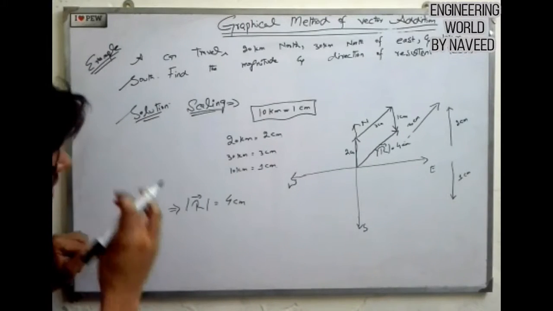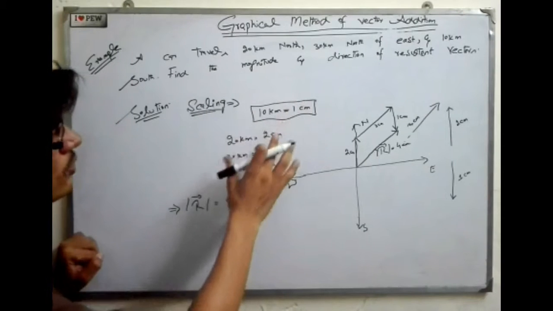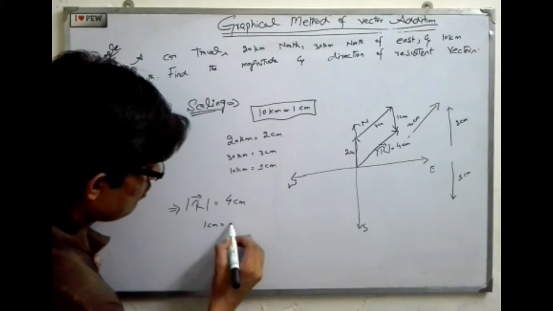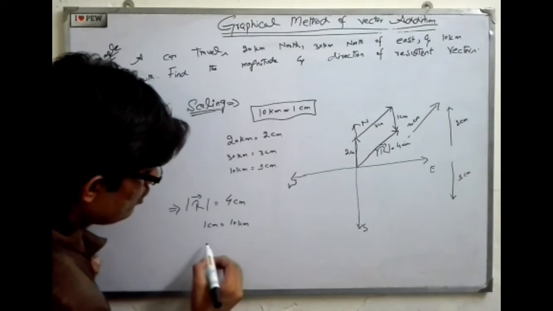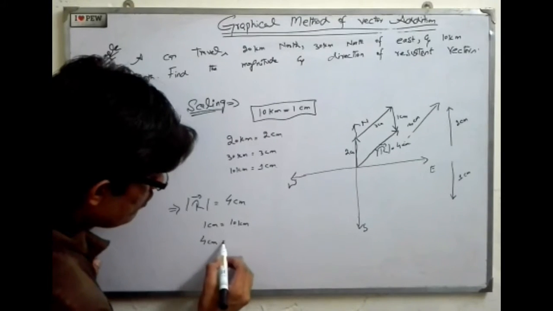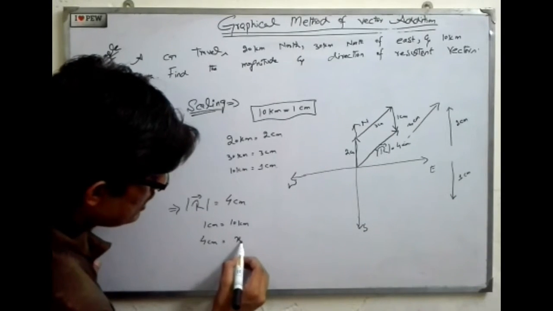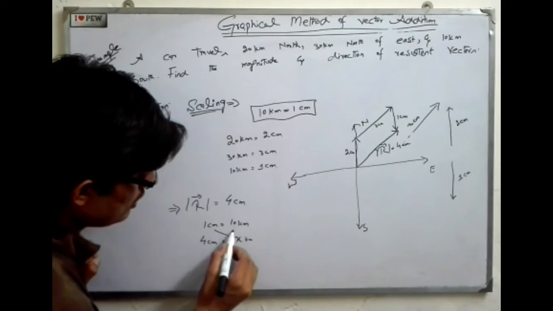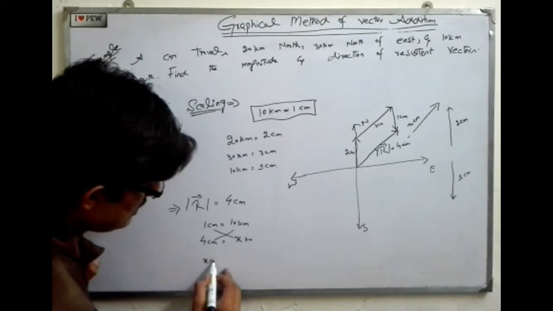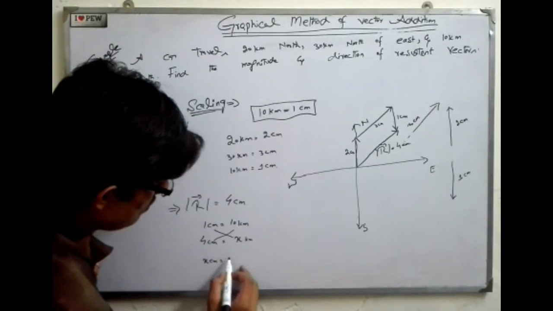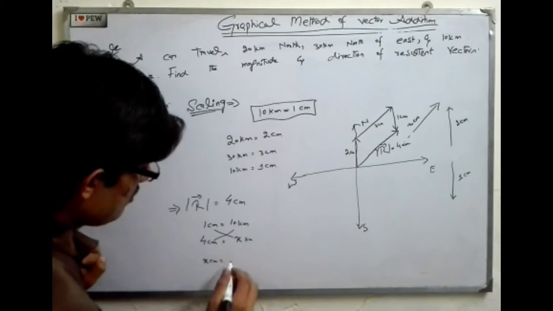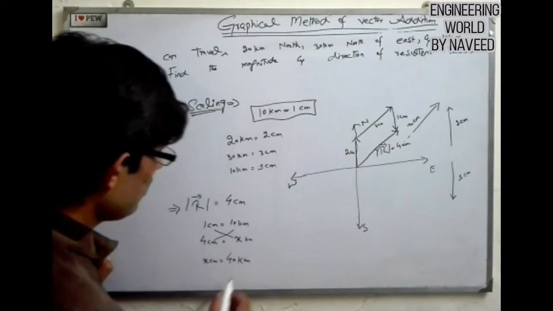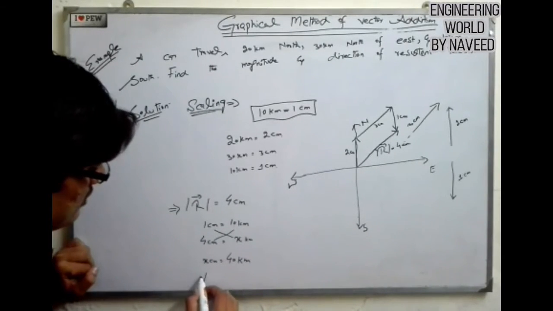Now here I suppose that 1 centimeter is equal to 10 kilometer. So 4 centimeter will be equal to how many kilometer? Let's say that is equal to x kilometer. So I will do the cross product. So x will be equal to 40 kilometer.